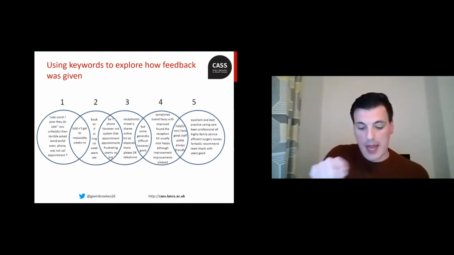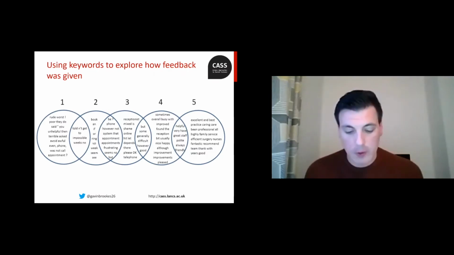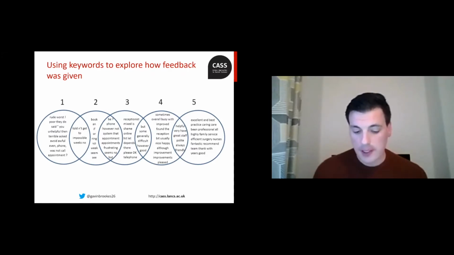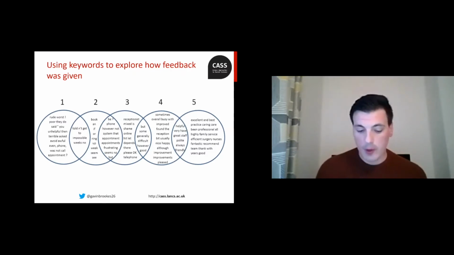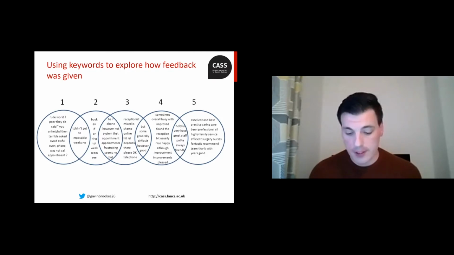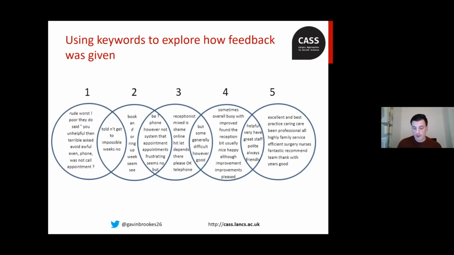Here is a Venn diagram. Some of the keywords are pretty obvious, especially the evaluative ones. So for ratings of 1, we have adjectives like rude, worst, unhelpful, terrible, and awful, while for ratings of 5, we have words like best, excellent, efficient, and fantastic. We analysed all 5 sets of keywords, but for this talk, I'm just going to focus on 3 of them: those with the lowest score of 1, those with the highest score of 5, and those from comments which gave a score of 3 as a sort of medium level of evaluation.